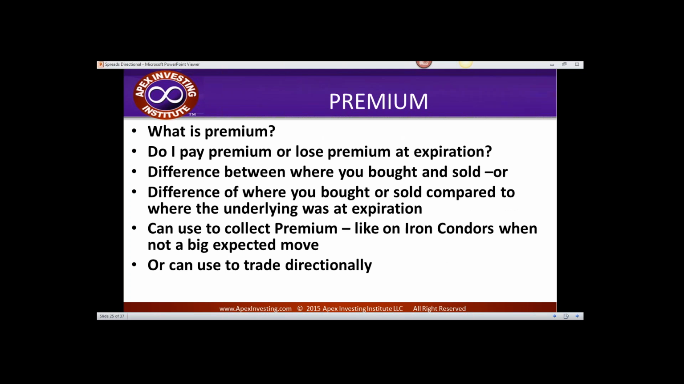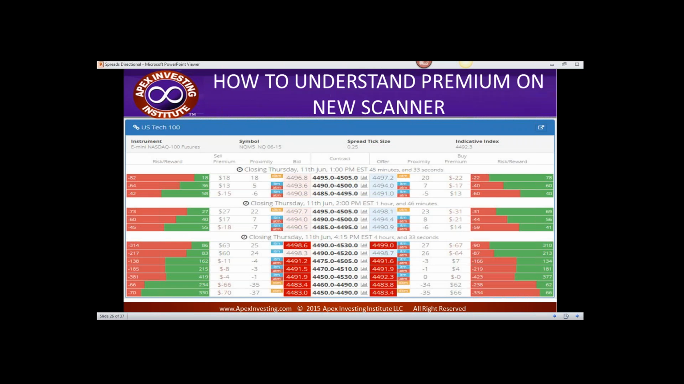So what is premium? Premium is similar to proximity. It's how far away is it? Do I pay premium or do I lose premium at expiration? You do not lose your premium at expiration. It's all about where you bought or where you sold. Premium is the difference of where you bought or sold compared to where the market is now. I'm going to give you one quick example of that, and then we'll move on.